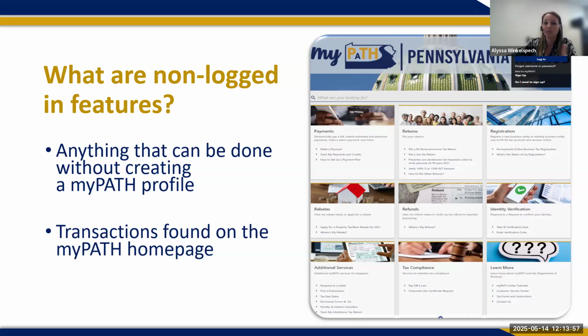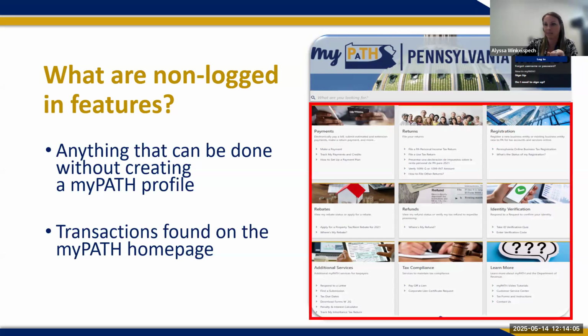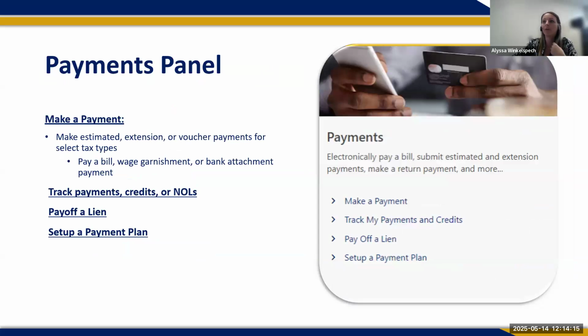So you'll notice on the image on the slide here that the homepage is broken down into several different panels based on the functionality. We're going to talk about every single one of these panels in more detail here. So our first panel that we're showing is our payments panel. Most of you may have guessed, but this is where you go to remit your tax payments.